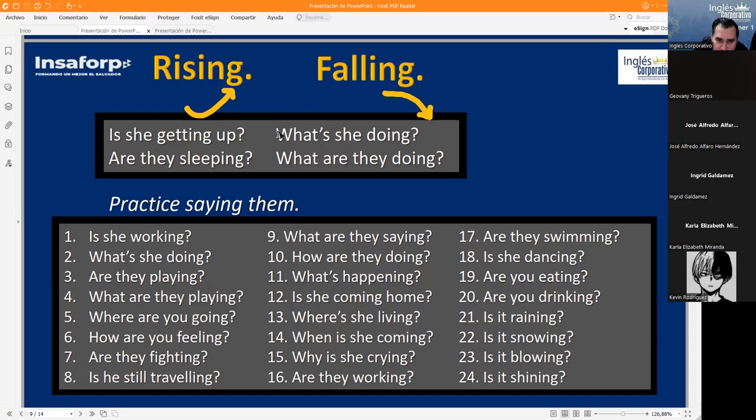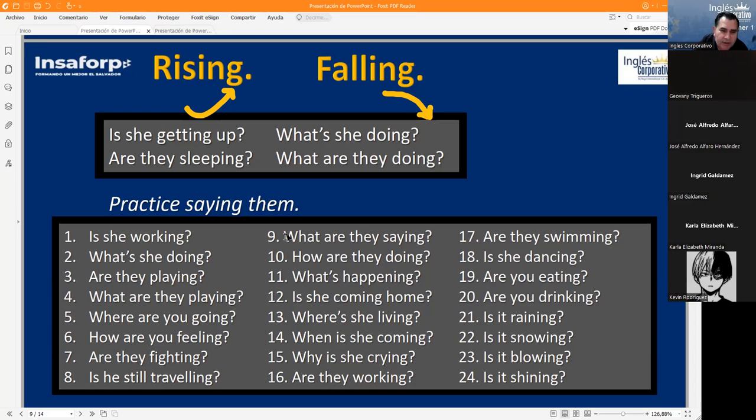Okay, so, ¿cuál es la diferencia? Si no empieza con WH, es para arriba la entonación. Is she getting up? Pero si es con WH word, para abajo. What's she doing? What are they doing? What are they playing? Where are you going? How are you feeling? What are they saying? How are they doing? What's happening? Where's she living? When's she coming? Why is she crying?